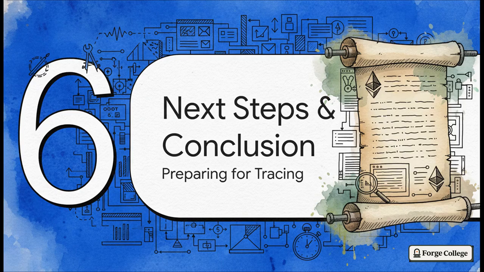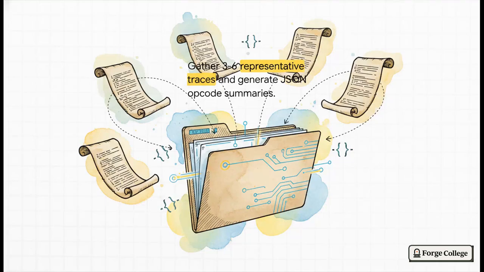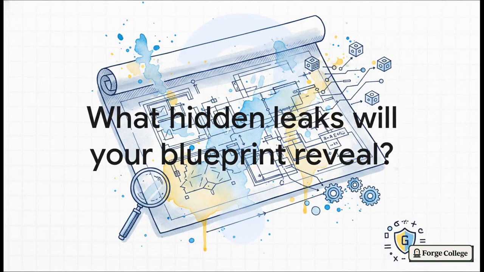All right, Section 6, next steps and conclusion. We've built the blueprint, so let's set the stage for the actual trace annotation. Your immediate next step is to prepare for our upcoming phase, tracing execution with examples. So here's what I want you to do. Run your Node.js summary scripts. Gather 3 to 6 representative transaction traces and generate those JSON opcode summaries. Make sure to save all those output files in one dedicated folder because we are going to need them immediately in the next lesson.